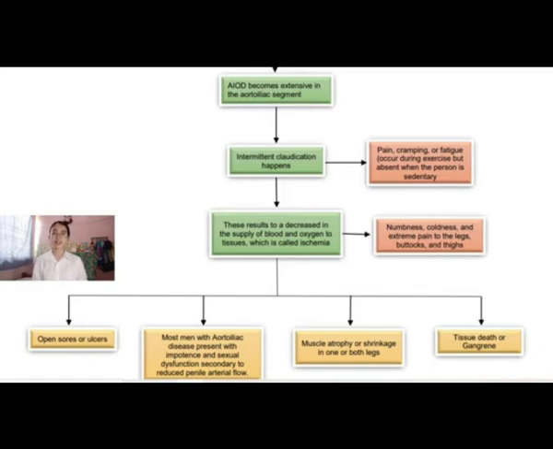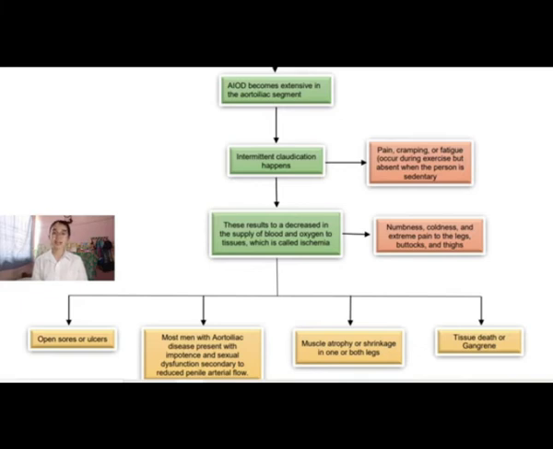As it worsens, more severe symptoms will appear, such as extreme pain, coldness, and numbness in the legs, buttocks, and thighs, even when the person is at rest. This is because of ischemia, a condition in which there is a decrease in the supply of blood and oxygen to the tissue.